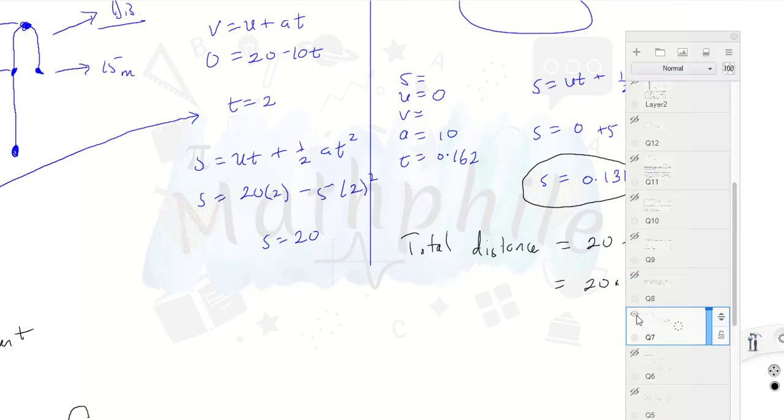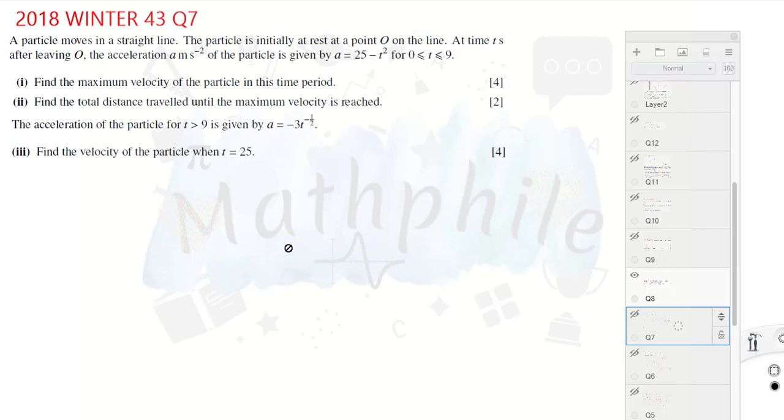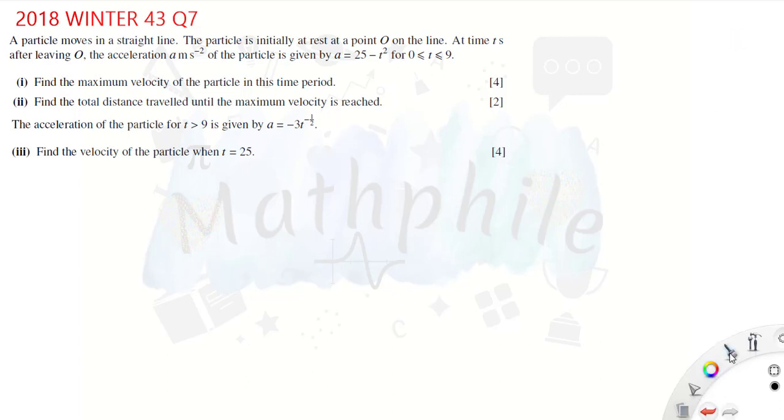Let's see that question. Which question number was that? I don't know the number, but I know it was 2016 winter. Okay, let's look at this one first. You're able to solve this, right? Let me see. If it's the same, we move on. If it's not the same, then we have to start together.